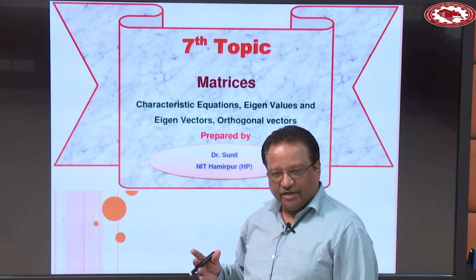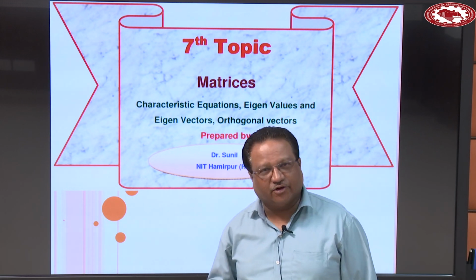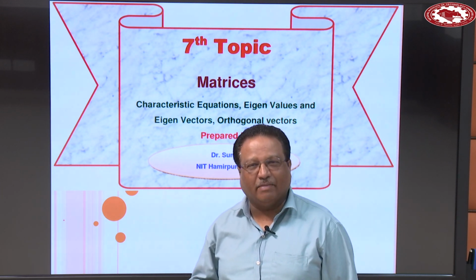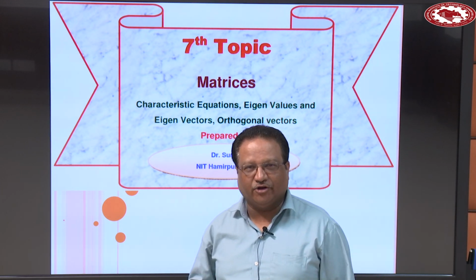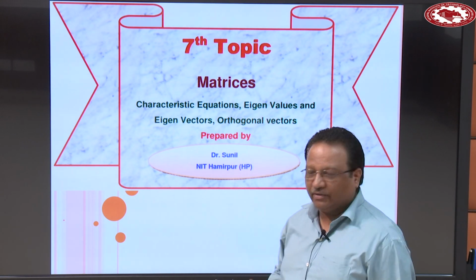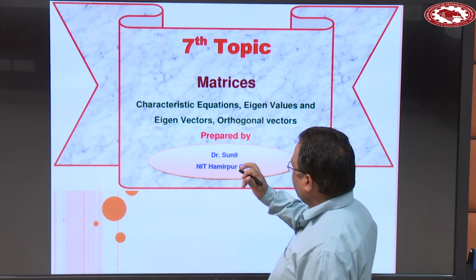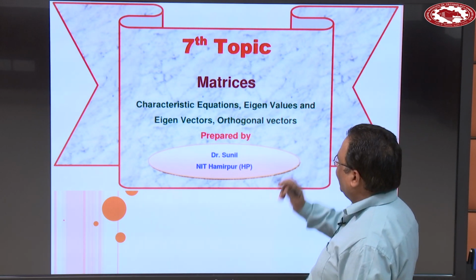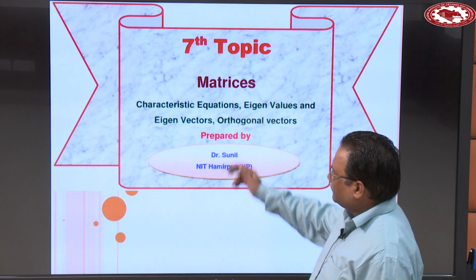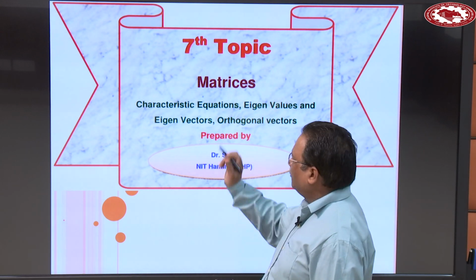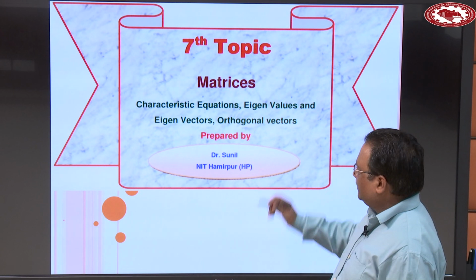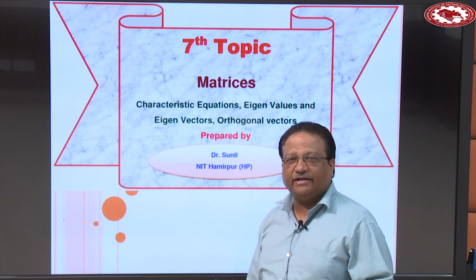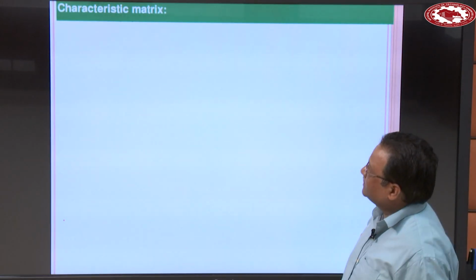Before we define the term characteristic equation, first we should define what is a characteristic matrix and what is a characteristic polynomial. Then we can define the characteristic equation, and then characteristic values, which are also known as eigenvalues, and characteristic vectors, which are also known as eigenvectors, and finally the definition of orthogonal vectors. So, let us define the characteristic matrix.